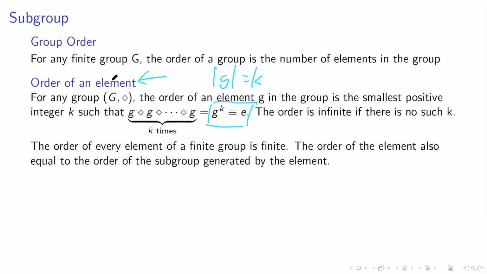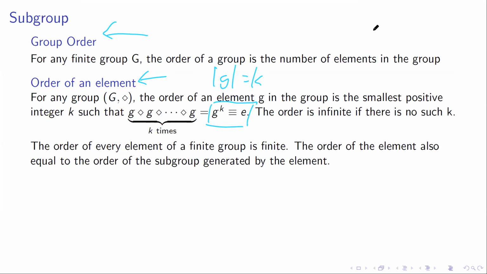Why does this not seem to have any relation with the group order? But there's actually a really nice relation, and I will prove it later on. The order of an element is infinite if there's no such k.